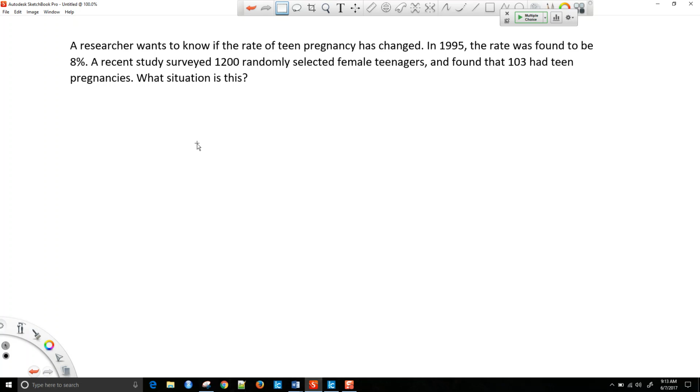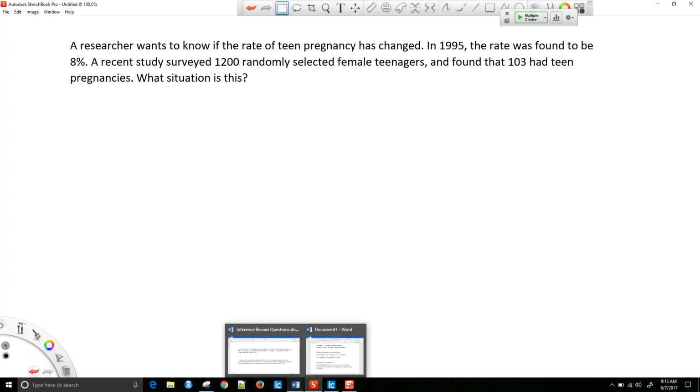Oh wait, I guess I haven't. There's nothing that will distinguish whether it's a hypothesis test or confidence interval. So you can't decide if it's a confidence interval or hypothesis test, but the rest is what? This would be proportions with one sample, right? Okay.